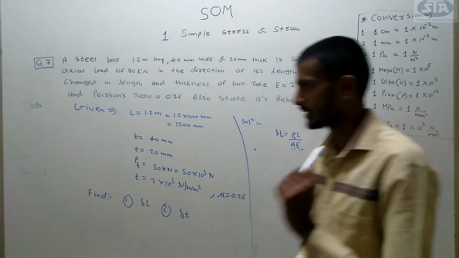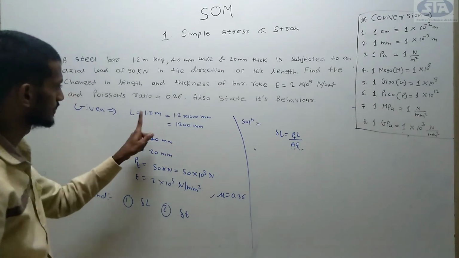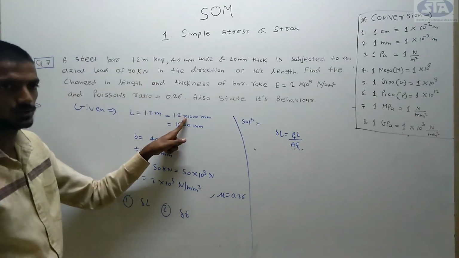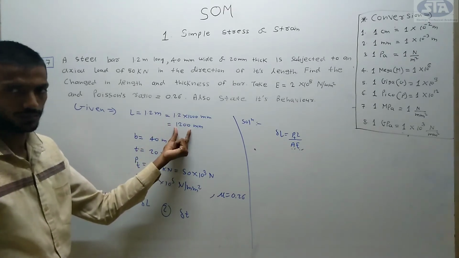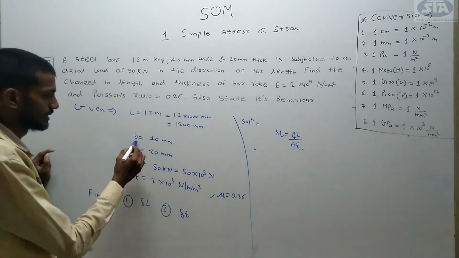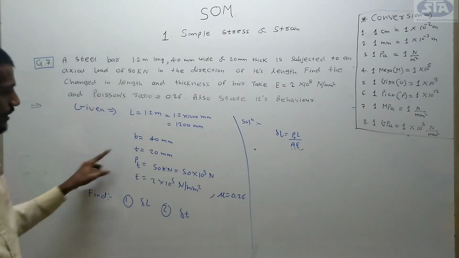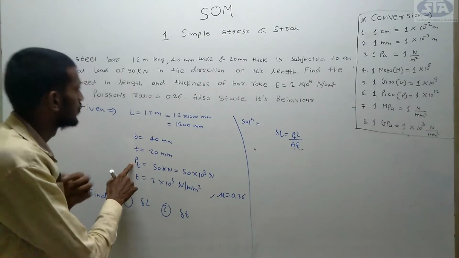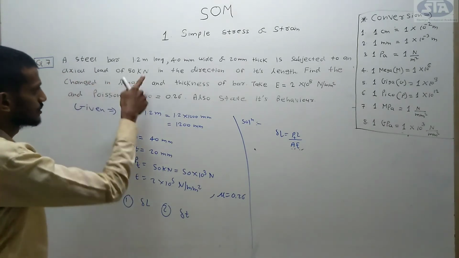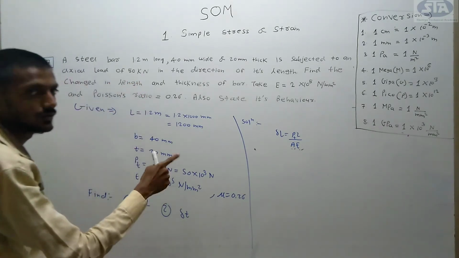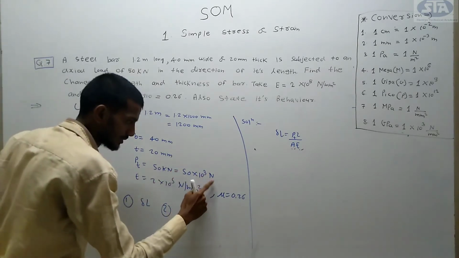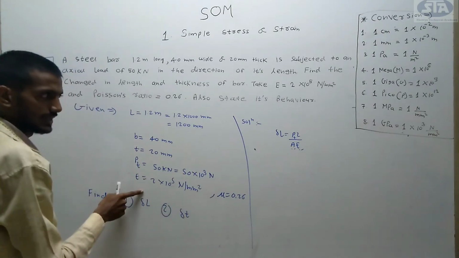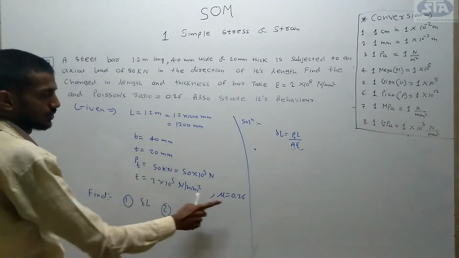So now the given data we have already sorted out. Length 1.2 meter is given; converting to mm, multiply by 1000, it becomes 1200 mm. Next, width is given, b is equal to 40 mm. Thickness is given as 20 mm. Tensile force, that is called axial force, is 50 kilonewton. Converting into Newton, that is 50 into 10 raised to 3 Newton. Capital E is already given as 2 into 10 raised to 5, written as it is. Mu is already given, which is 0.26.